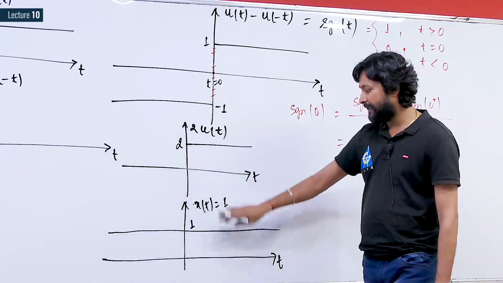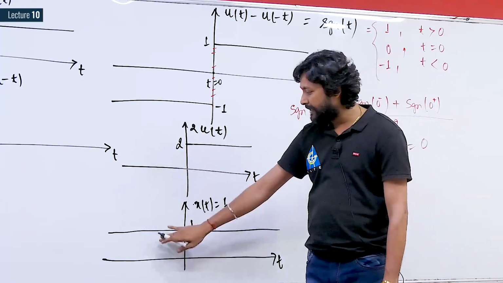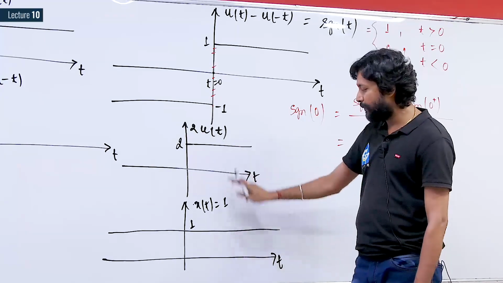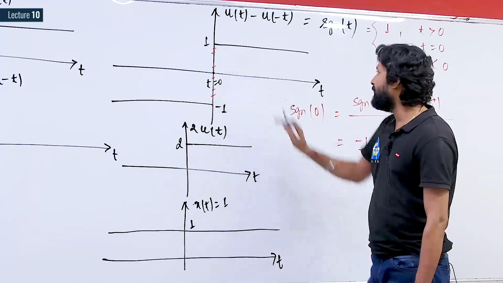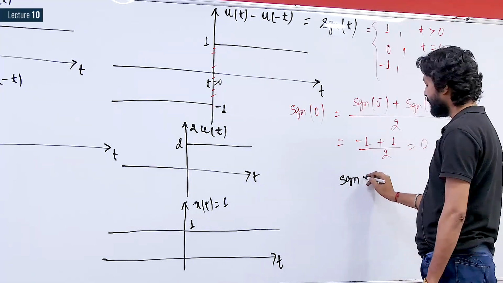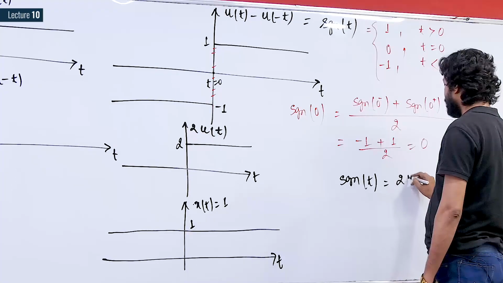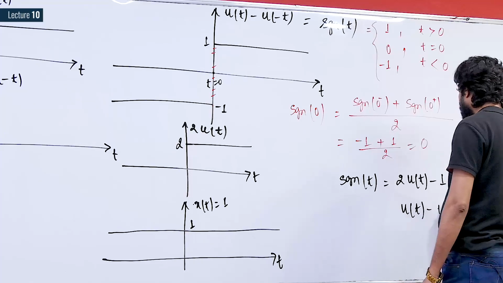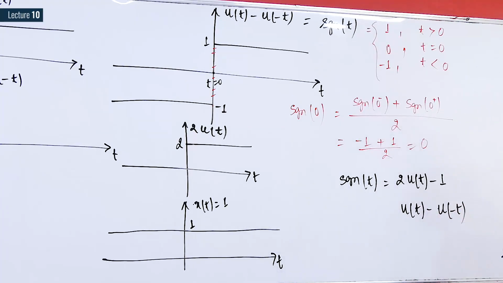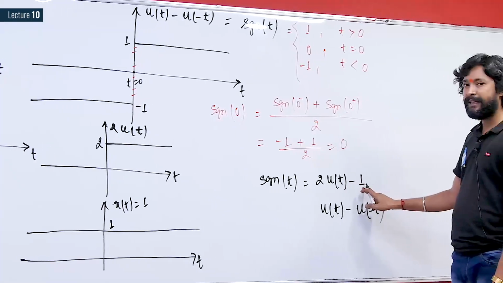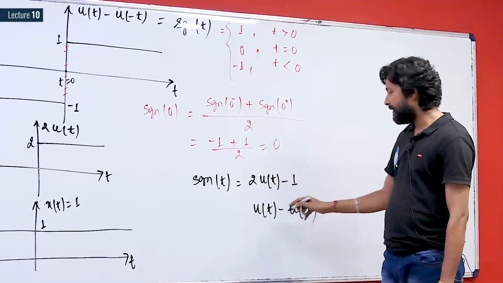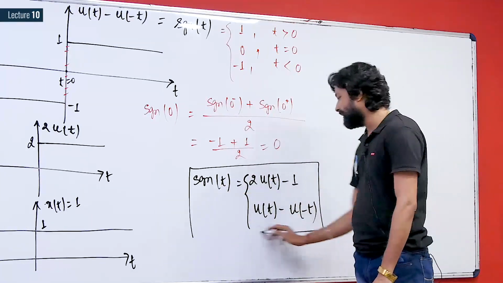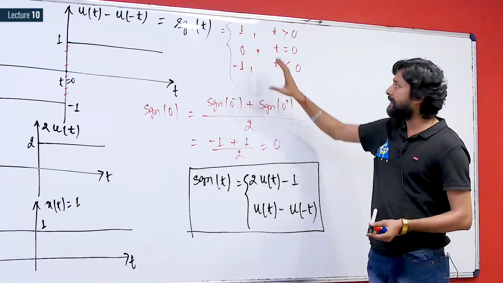If you are going to subtract this function from this signal, then 0 minus 1 will give you minus 1 for t less than 0, and after t equals 0 it is 2 minus 1, which gives you 1. So signum of t can be written either as 2 u of t minus 1, or it can be written as u of t minus u of minus t. Again, how can you find this relation? You can replace this one with u of t plus u of minus t. Then again you can find this relation.